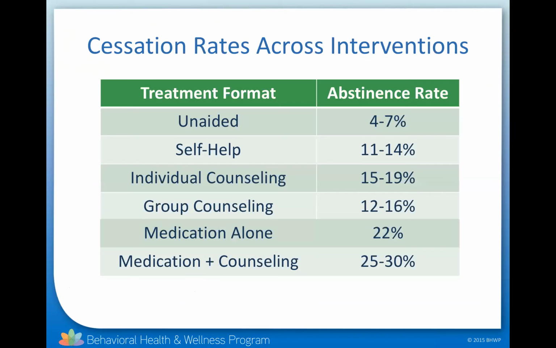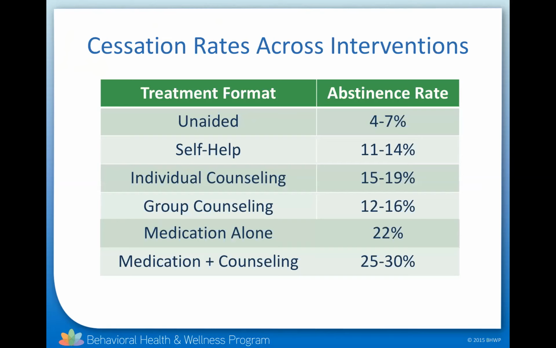So you can see here, these are abstinence rates from cigarette use at 6 months out from a quit attempt. The unaided format, which is just your cold turkey quit attempt, we usually see success rates around 5%. So that's much lower than any of the other things that we can do. The self-help approach, where we're empowering and guiding that patient, can get to the low teens, whereas individual and group counseling can both get to the high teens.